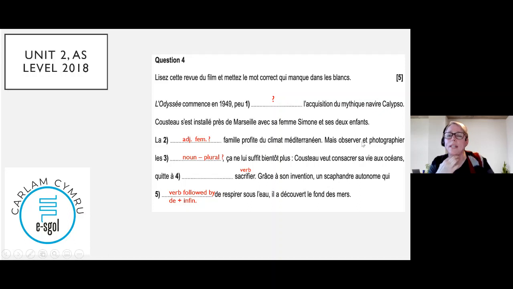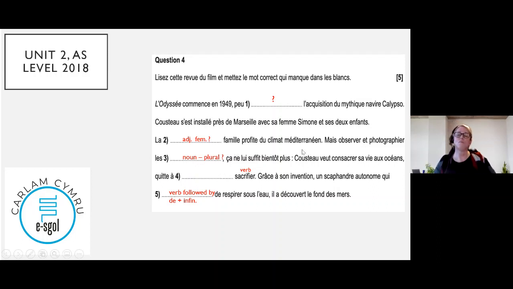Okay, but we've got 2 verbs next. Observing and photographing what? Les something. So a plural noun would go here. What are they taking photos of? What? So that's not going to be enough, though. It's no longer enough for him. Cousteau, he wants to devote his life to the oceans.